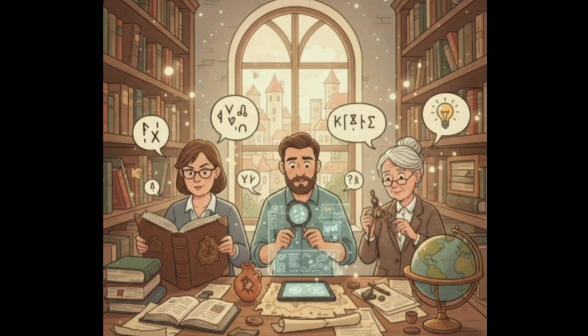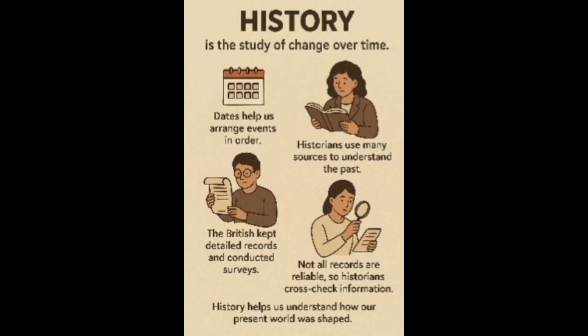Historians try to reconstruct the past by collecting and analyzing different kinds of evidence. But they also ask important questions like, why did this happen? Who wrote this? Is this information reliable? What was the writer's purpose? Historians compare different sources: letters, diaries, newspapers, reports, monuments, and artifacts to build a complete and accurate picture of the past. Let's quickly recap what we learned today.